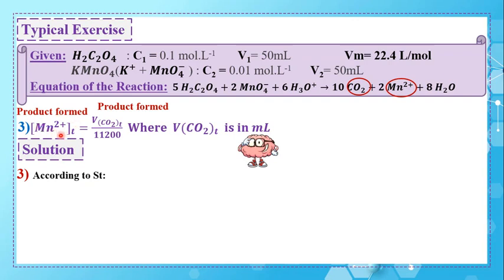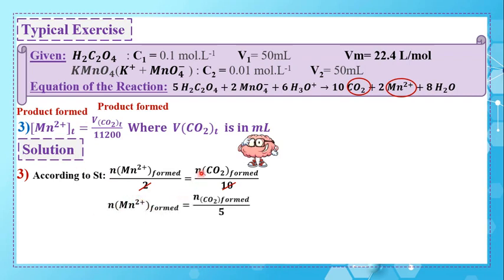So I will say that the number of mole of Mn2 plus formed over 2 is equal to the number of mole of CO2 formed over 10. By simplifying these two numbers, I will get that the number of mole of Mn2 plus formed is equal to the number of mole of CO2 formed over 5. Instead of formed, I can put T, and instead of N, I will put V over V molar. So this is the relation.